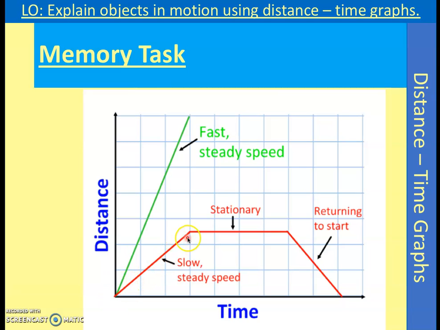Here we're covering slightly less distance, but in the same amount of time. So therefore it's a slow, steady speed. The distance has not changed over this period of time. Therefore that must mean that it's stationary. The object is not moving anymore. And then we're returning to our start, so we return back down to 0 distance.